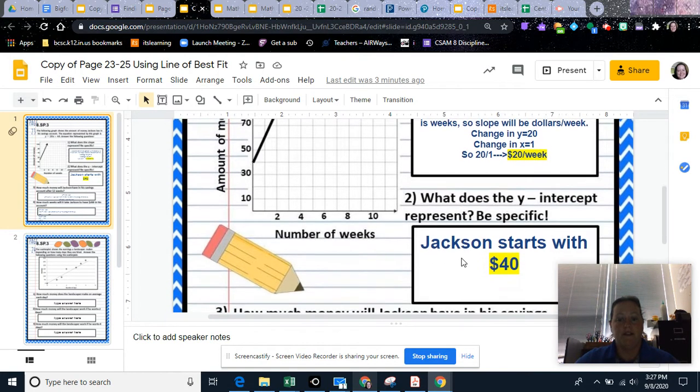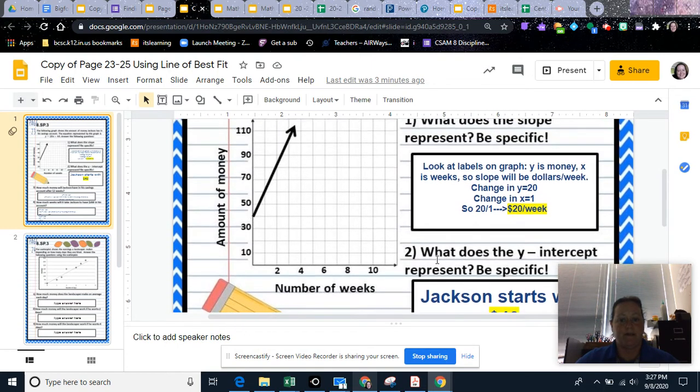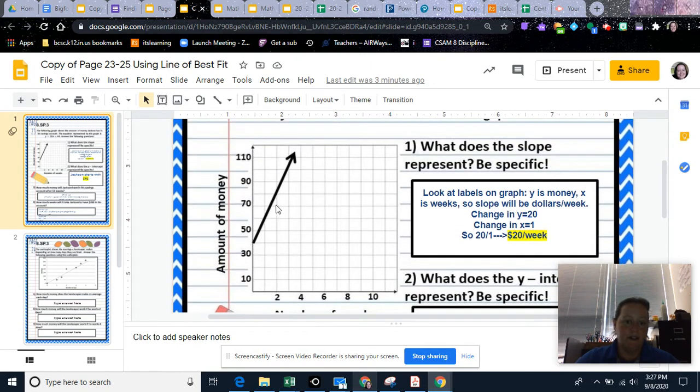When you look at the y-intercept, what does it represent? Be specific. Here you can find it on the graph. The y-intercept is going to be the beginning point. It's where it crosses the y-axis, where x is 0. It literally means, at 0 weeks, how much money does he have? Well, it's up at 40. So you would say that he begins with $40.